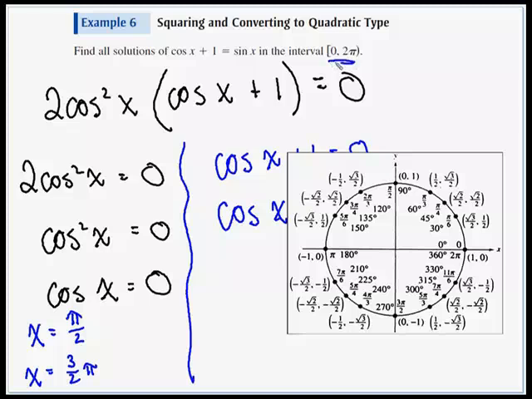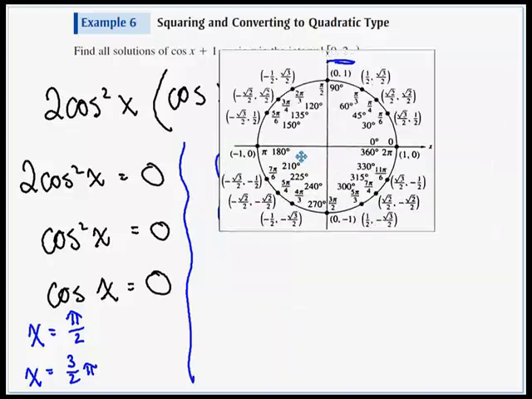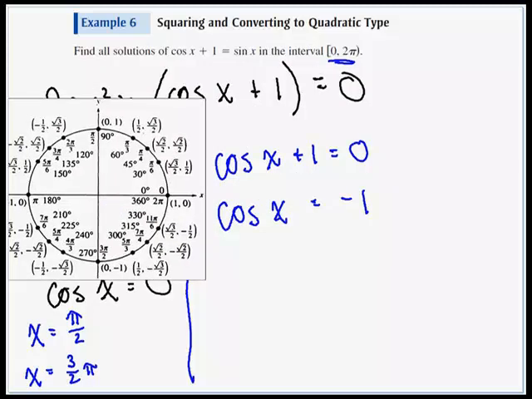And our interval is restricted from 0 to 2 pi, so we don't have to add any plus pi n after that. Now here on the other side, where does the cosine of x equal -1? Well, that's going to occur at one spot, at pi. X equals pi. So there's our three solutions.